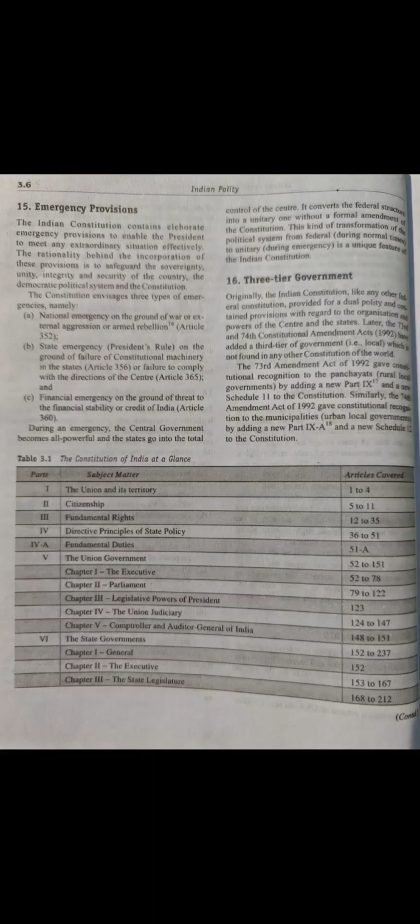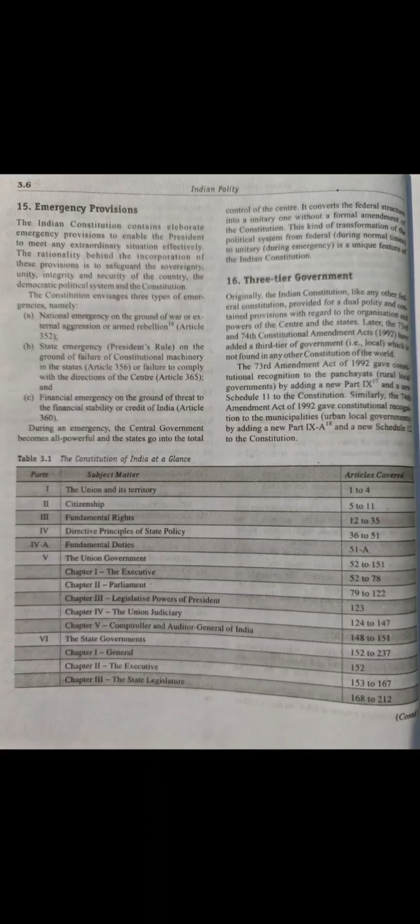The 73rd Amendment Act of 1992 gave constitutional recognition to the panchayats, rural local governments, by adding a new part, that is Part 9, and a new Schedule 11 to the Constitution. Similarly, the 74th Amendment Act of 1992 gave constitutional recognition to the municipalities, urban local government, by adding a new Part 9A, and a new Schedule 12 to the Constitution.